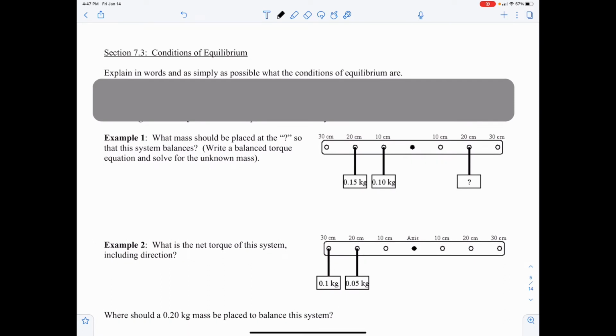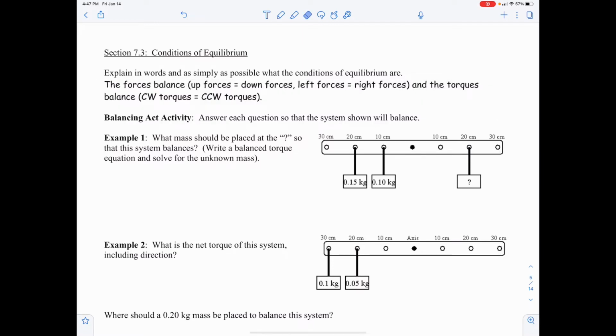Section 7.3, Conditions of Equilibrium. Explain in words as simply as possible what conditions of equilibrium are. Well, it's basically when all forces are balanced. Forces up equal forces down, right equals left, but it also means torques are balanced too. Clockwise torques equal counterclockwise torques.